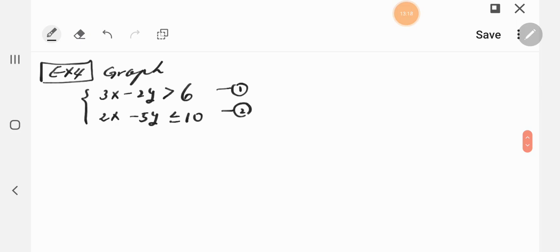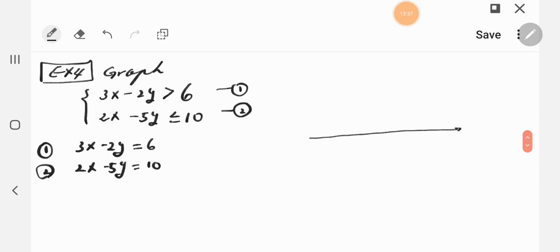graph each inequality. From the first inequality, let's make an equation. And from the second inequality, let's make an equation so that we can graph the straight line. From the first one, let's find the x-intercept and the y-intercept.